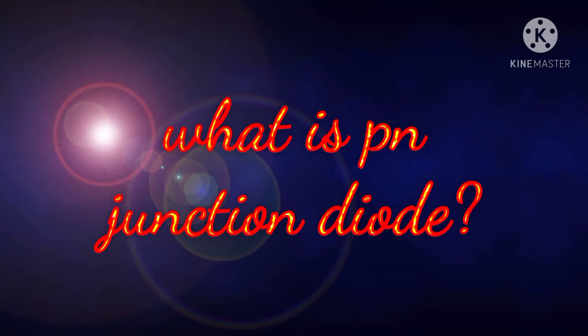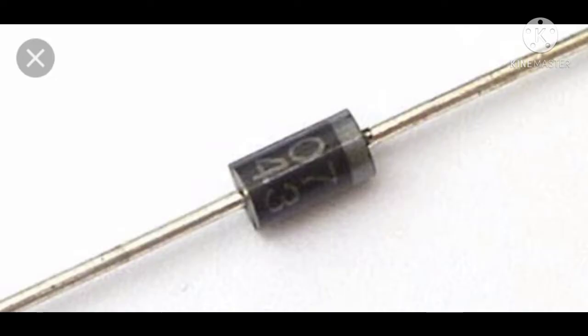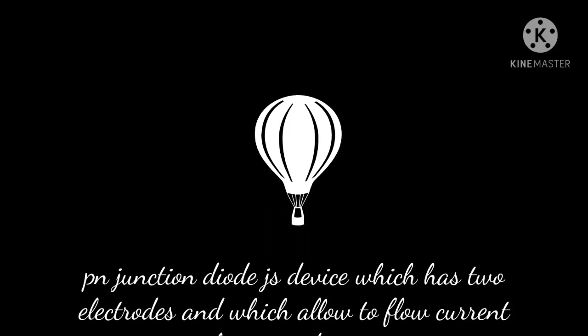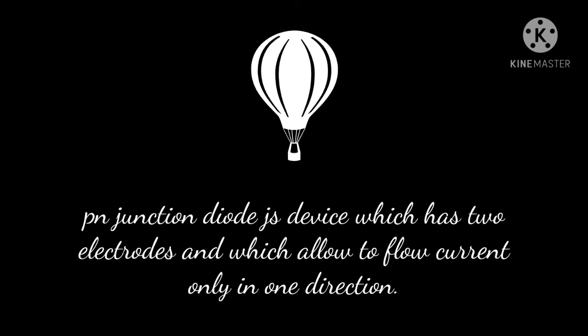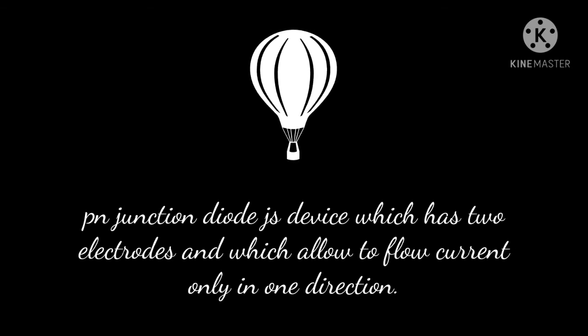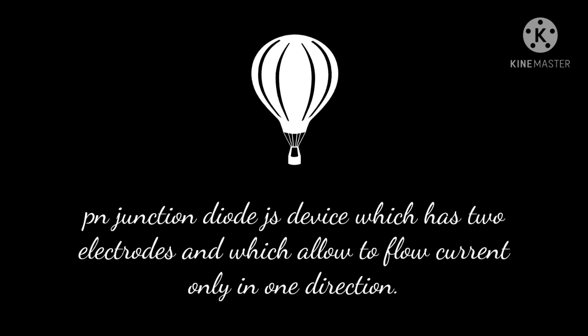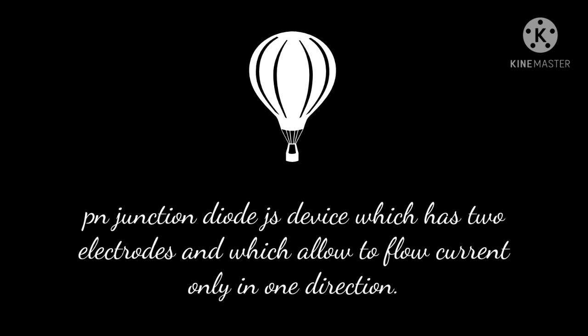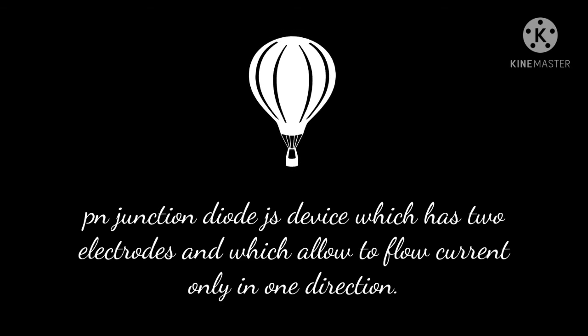What is a PN junction diode? A PN junction diode is a device which has two electrodes and which allows the current to flow only in one direction when it is forward biased.